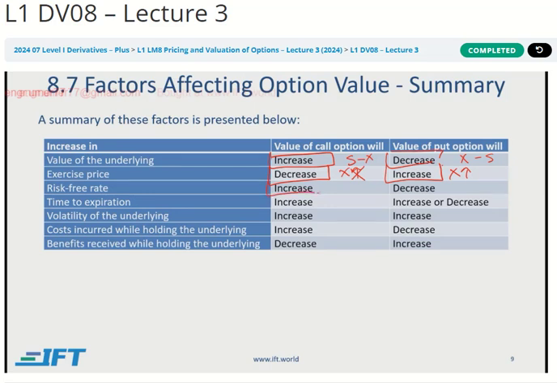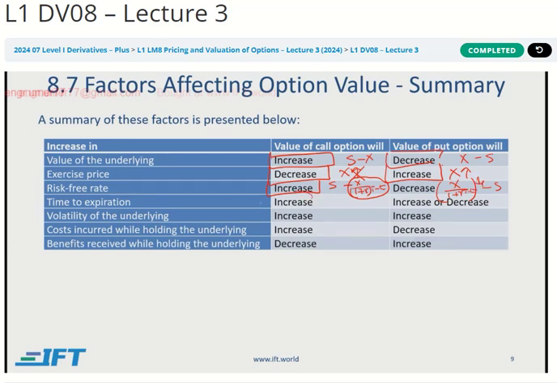A higher risk-free rate will increase the value of a call option because we will discount the exercise price like this, and a higher risk-free rate means a higher this part, which means lower this part, which means the value will go up. But a higher risk-free rate will be bad for the put option because it will decrease this part, which means the value will go down.